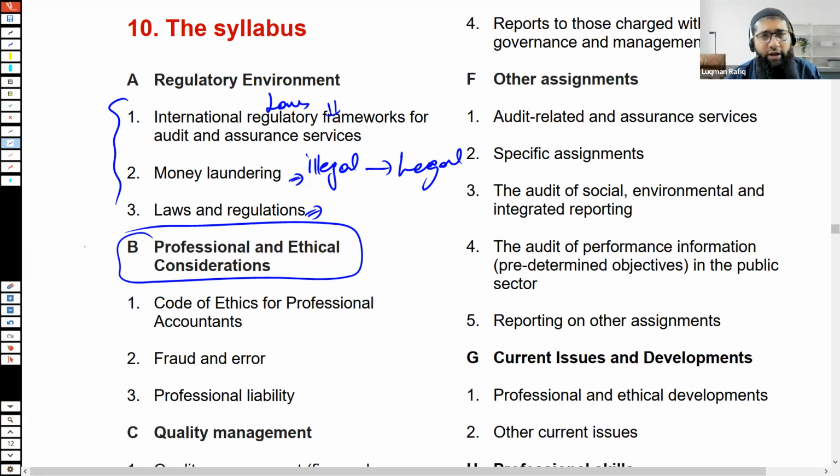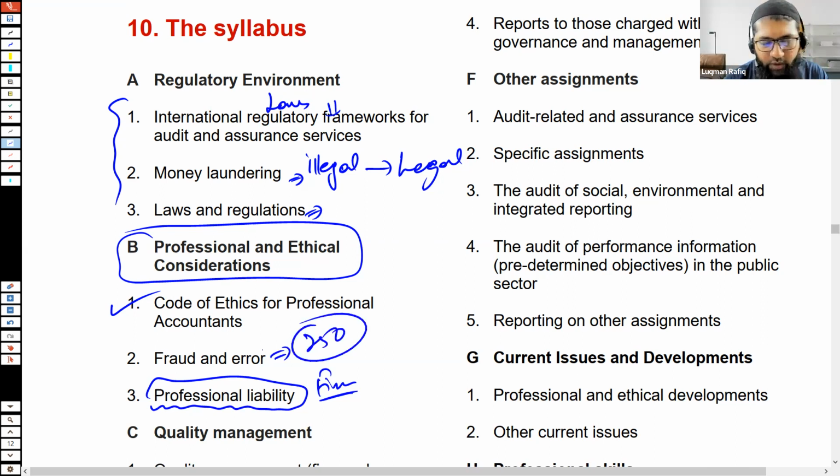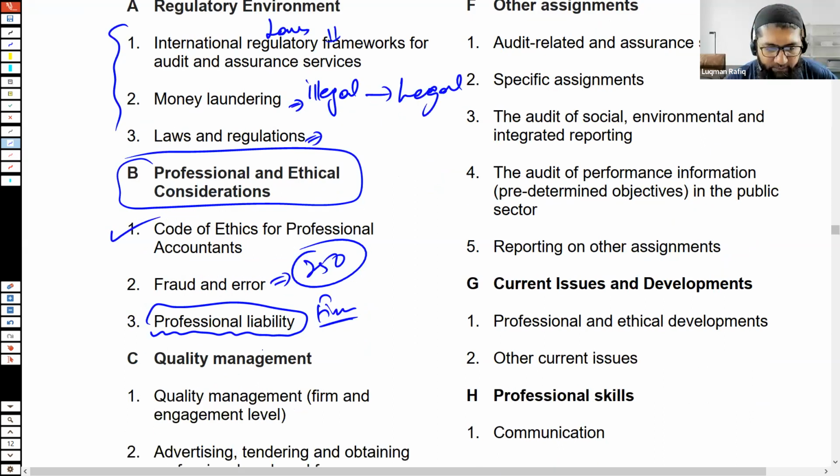So what are we going to be discussing in here? We're going to be looking at the implications of the code of ethics on a given scenario, plus how this could have an impact on the professional liability. What is professional liability? The liability of the audit firm in a given situation. Then what else is going to be there? The auditor's responsibility relating to fraud and error, which is ISA 250. That is also something that we are going to be looking at.